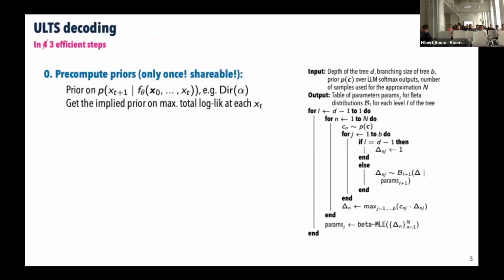So that's why we start from the bottom here, and then go upward by taking the maximum over the samples. The output of this procedure is actually a beta distribution, because it's a bit too much to gather samples and then share samples, because that would be a lot in terms of memory. So we just amortize the cost of this prior in terms of a beta.